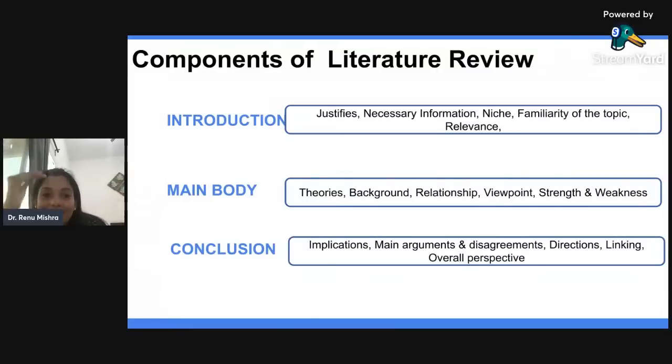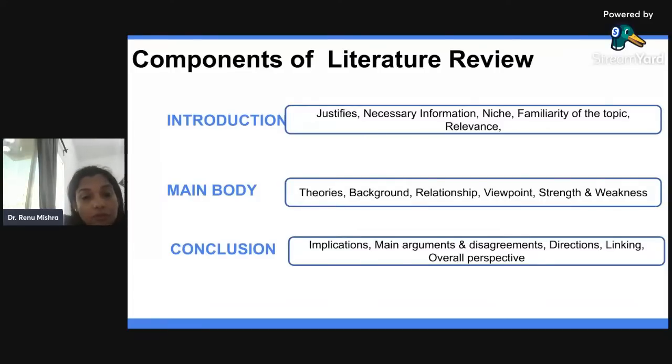When you are dividing your literature review into three sections, the first is the introduction. In the introduction, you are making the reader aware about your topic, what your topic is about, familiarizing the reviewer with what he or she can expect from the literature, and all this information is passed from the previous studies. Then comes the main body. In the main body, you will add all the major theories or models, if you have any, and the strengths or weaknesses of previous studies related to your topic.